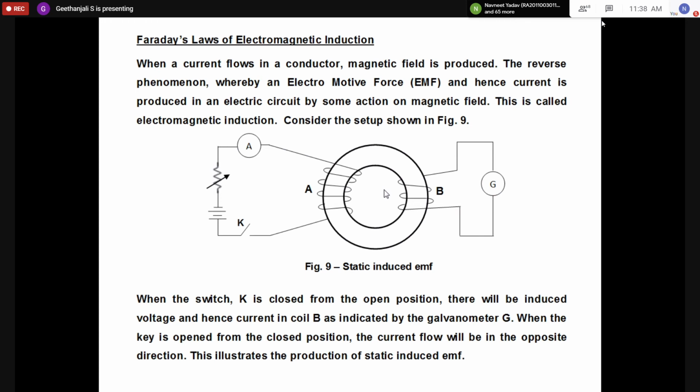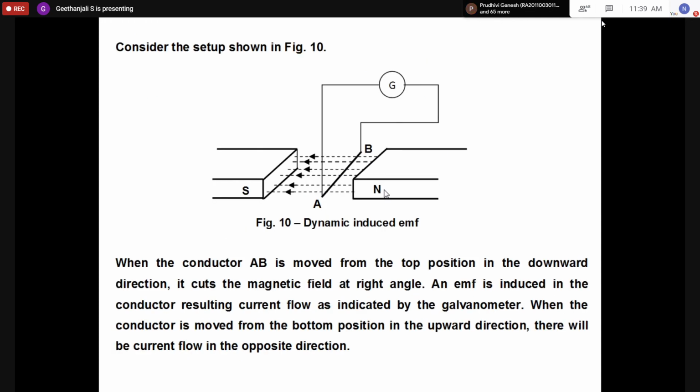When the switch K is closed from the open position, there will be induced voltage and hence current in coil B as indicated by the galvanometer G. When the key is opened from the closed position, the current flow will be in the opposite direction. This illustrates the production of statically induced EMF. And dynamically induced EMF. Here, which one is varying?